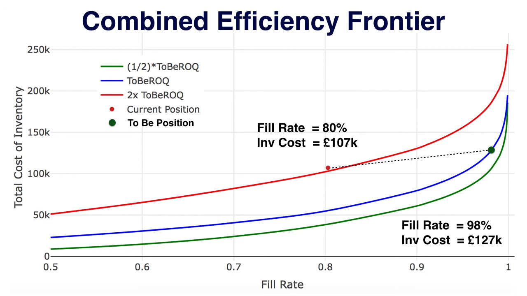The key is to figure out the ROQ values and ROP values, to ensure that we are in an ideal position, or in a better position on the efficiency frontier. I will talk to you again in the next lesson.